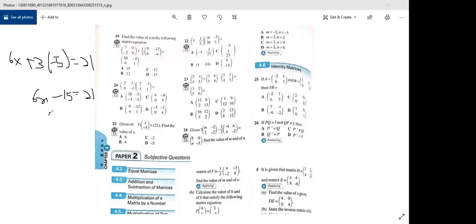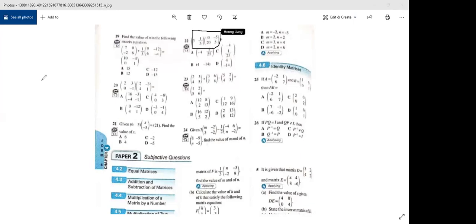So 6x minus 15 equals 21. So 6x will be 36. So use the calculator, and then you get x equals 6. So the answer is A. Okay. Next one. Okay, this one. This one looks hard.